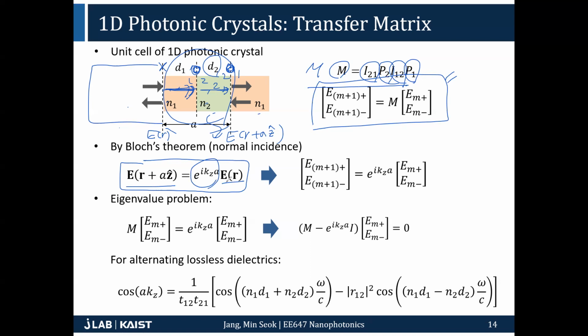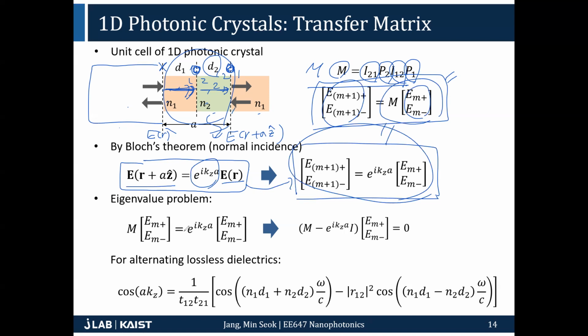So if we write this into a matrix equation, this looks like that. So now we have two equations. One gives you the relation between the electric field on one side and the electric field on the other side. And the second equation is from Bloch's theorem, right? And now the eigenvalue problem gives you that, in the eigensolution, these should be the same, equating basically these two.